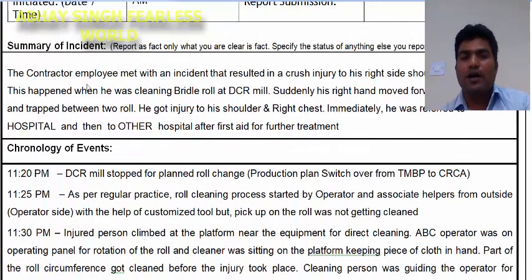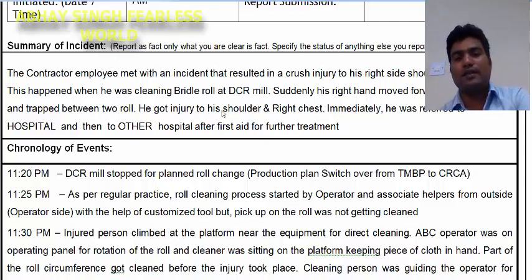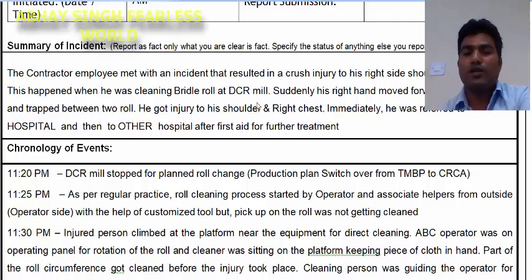Then after that, we will make a summary of how the incident happened. Report as fact only what you are clear in fact. Specify the status of anything else you report. A brief report of the incident is given here. What was actually done there at the time of incident? We have written about that summary of the incident.